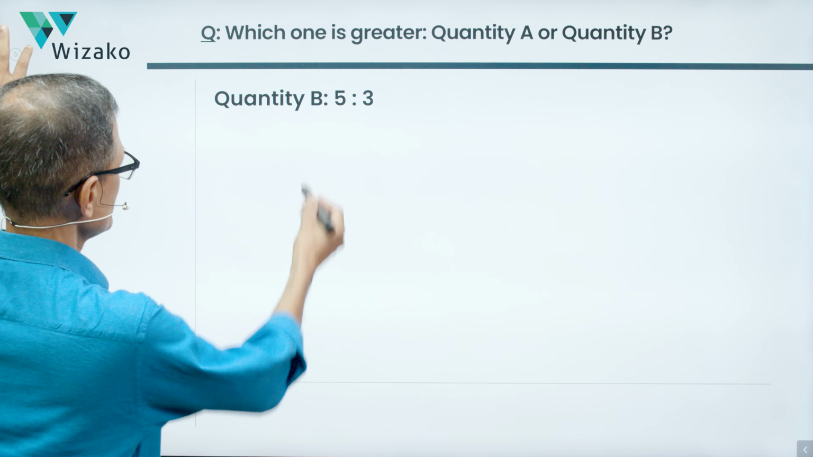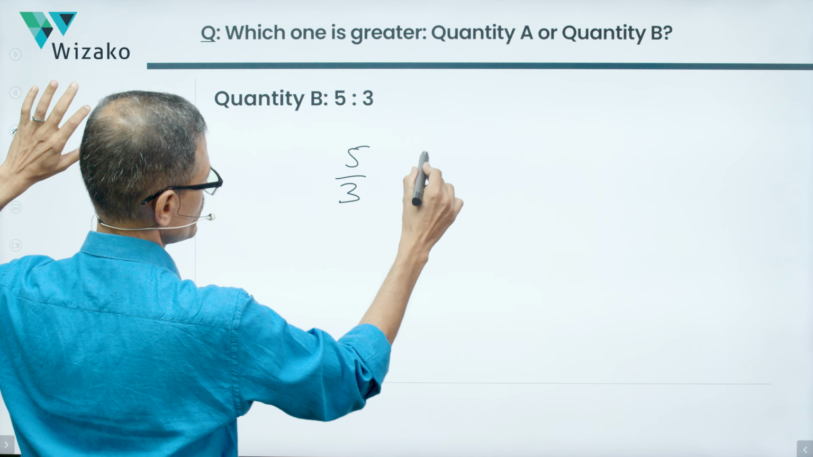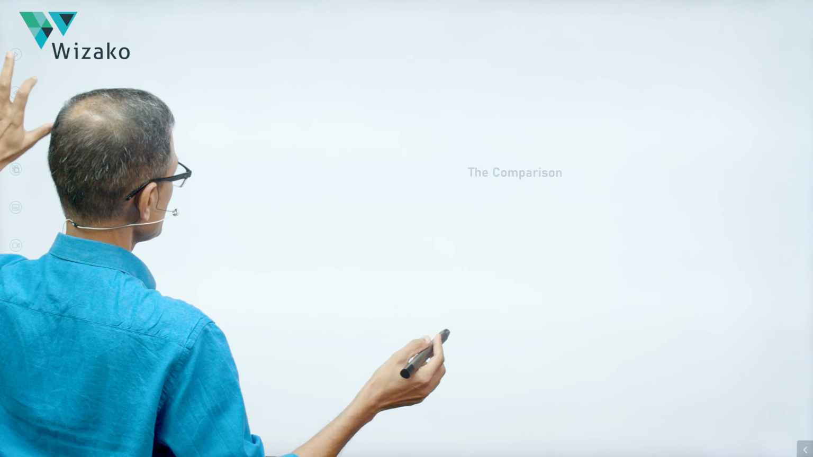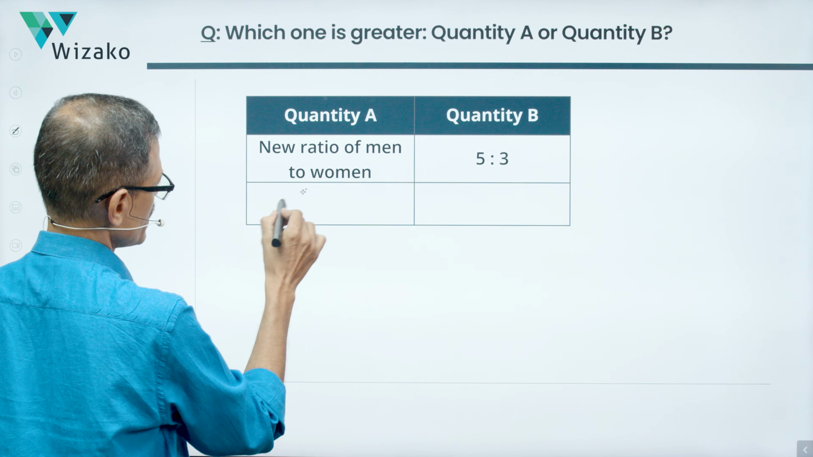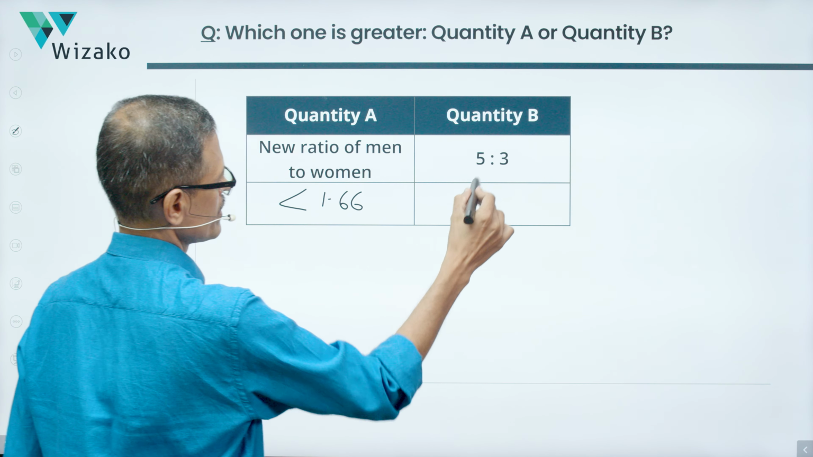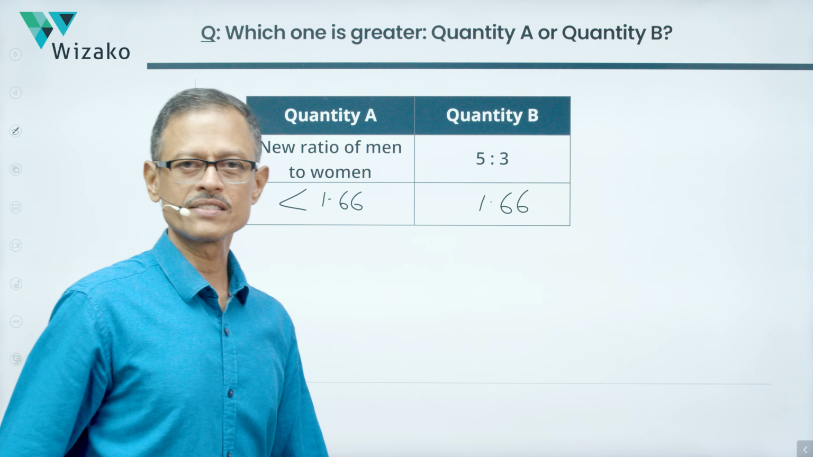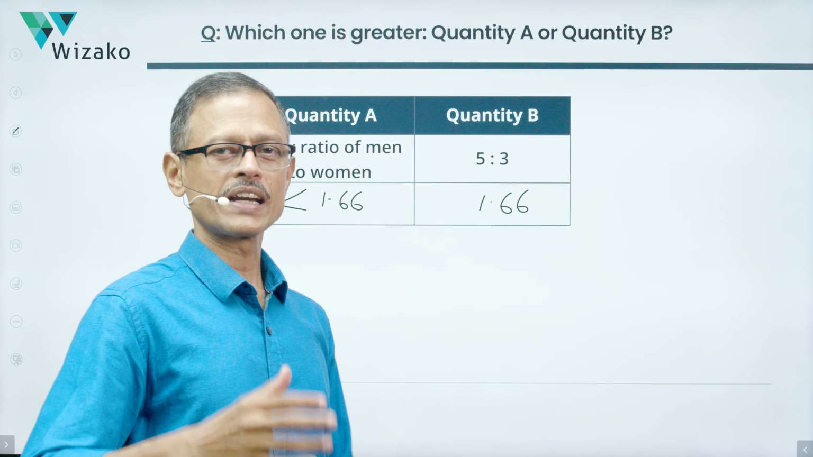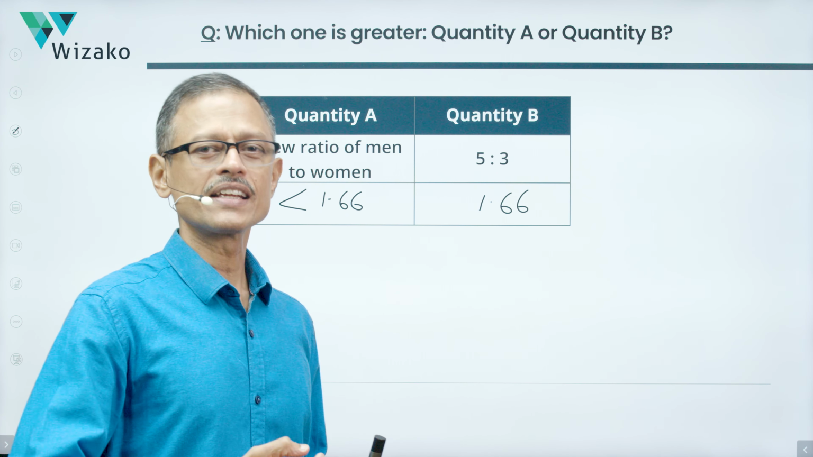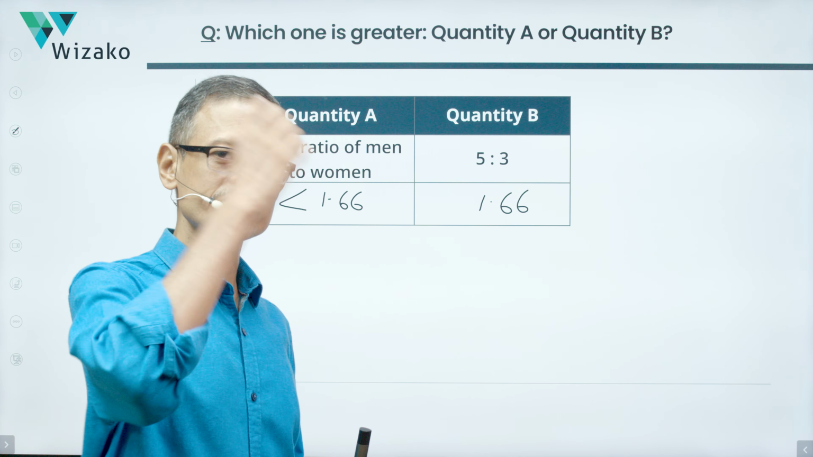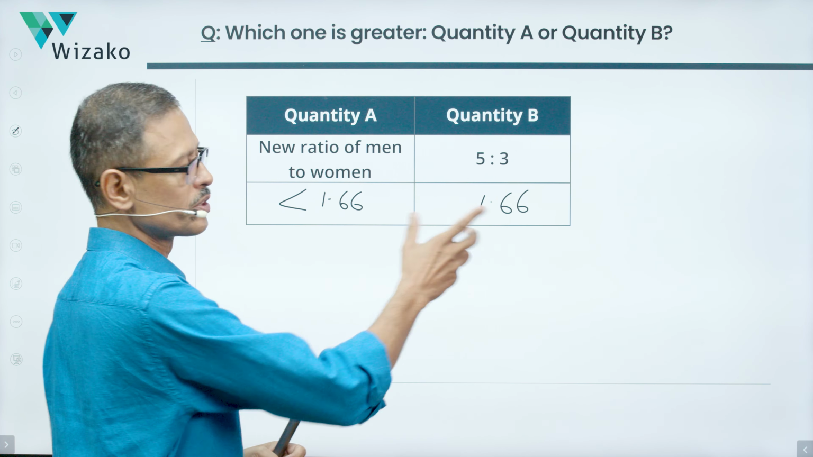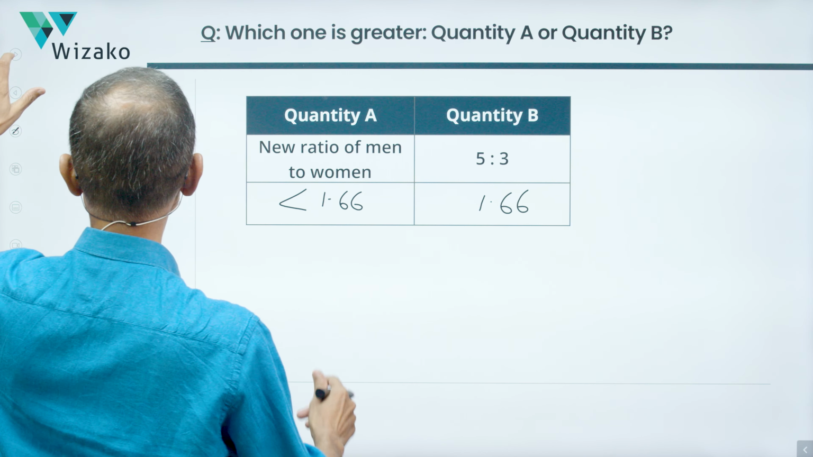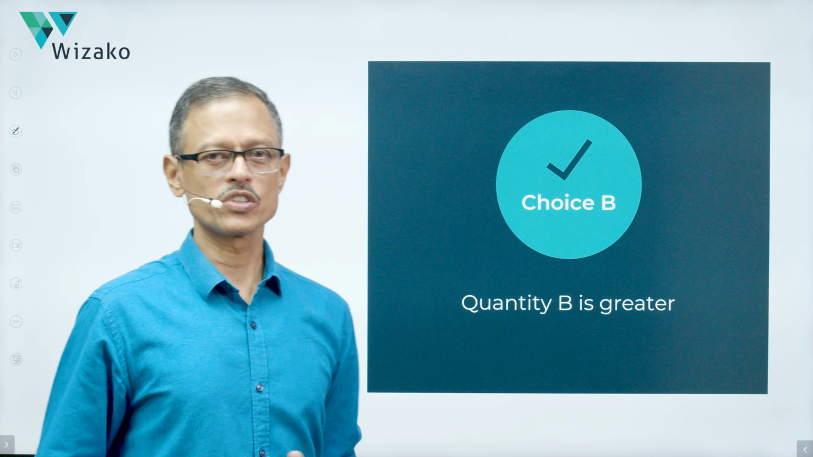Quickly run through the comparison. This 5 by 3, we know the value is equal to 1.66. Comparison. Quantity A is a number which is less than 1.66. This is a number which is equal to 1.66. So quantity B is greater than quantity A. We don't even need to know how many people joined. As long as we know the number of people joined is a positive number, that is enough. And the original fraction is an improper fraction. We'll be able to do the comparison. Quantity B is greater than quantity A. Choice B is the correct answer to this question.